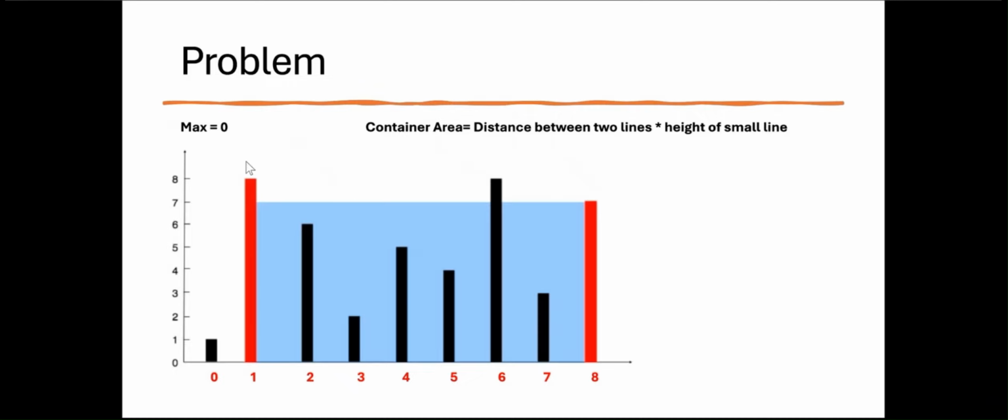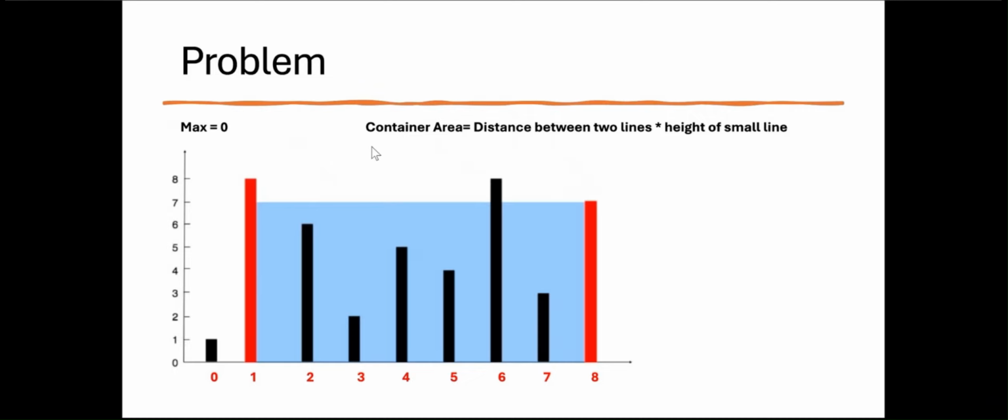If we check any two lines along with the x-axis, you can see it is forming a container-like shape, right? And we can store water in that container. So we need to check all the containers which are formed by any combination of two lines, and among these containers, we need to find the maximum water stored by any such container.